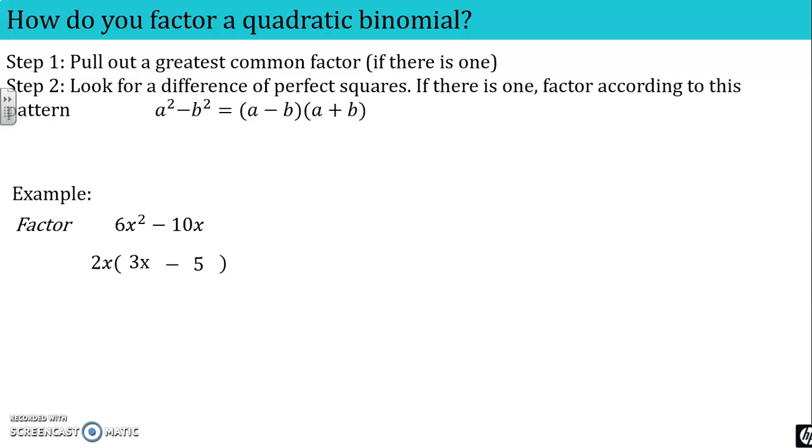Step 2, look for a difference of perfect squares. Neither of these terms are perfect squares. 3x is not a perfect square, and 5 is not a perfect square. So step 2 doesn't apply to this problem, and this is our final answer.